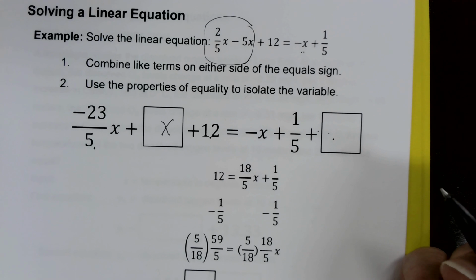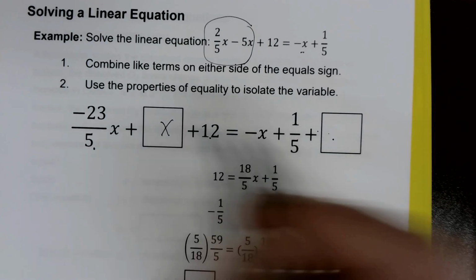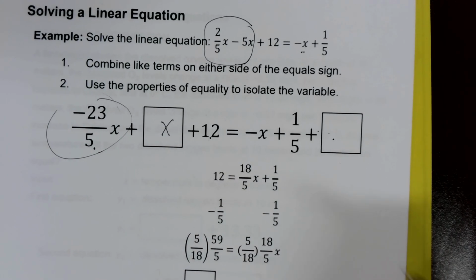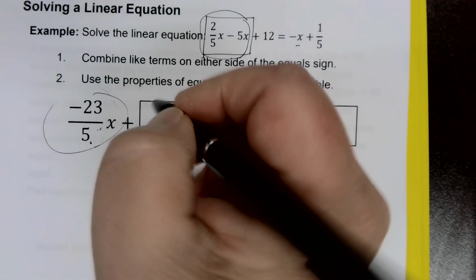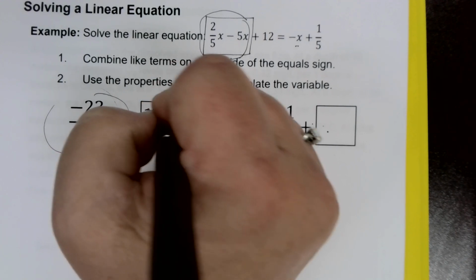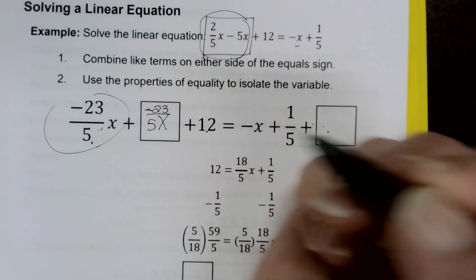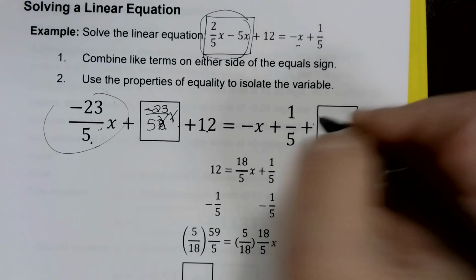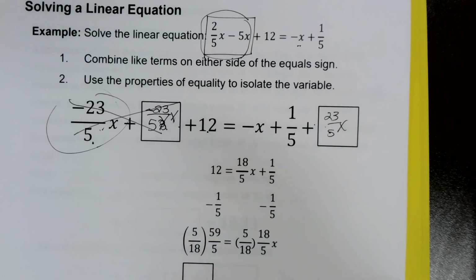I'm so sorry. Let me start again. They moved this to the other side. This is the result of combining those two x terms. So if I move this, that's 23 over 5x. The x should be out here a little more, so sorry. So I'm adding 23 over 5x to both sides. Now that completely removes it from there.